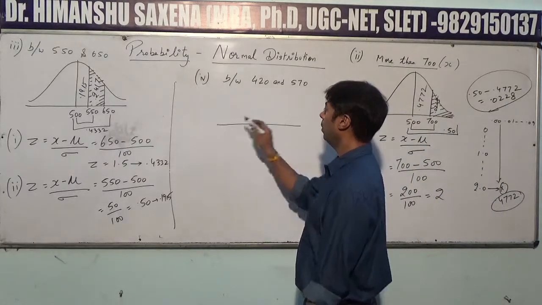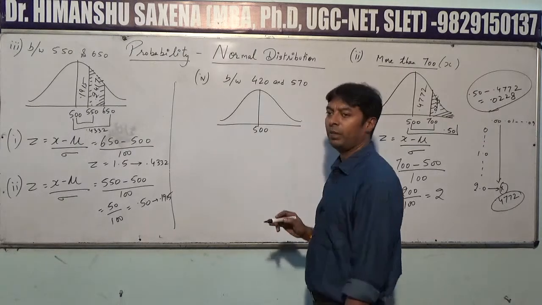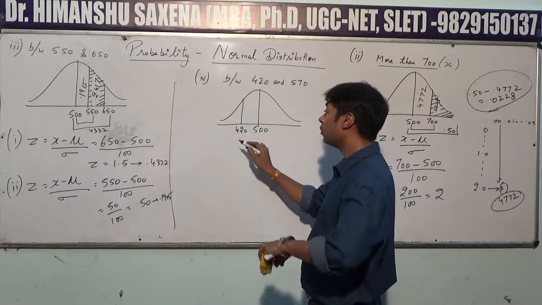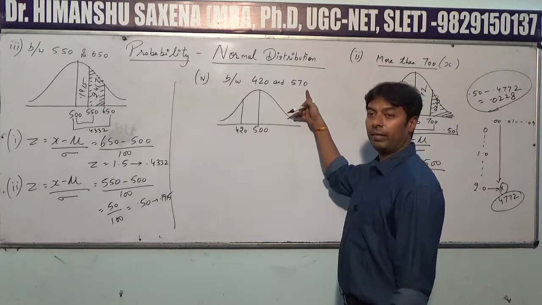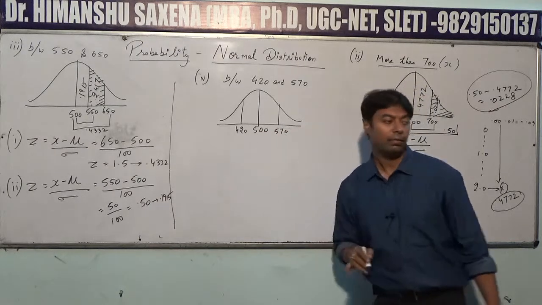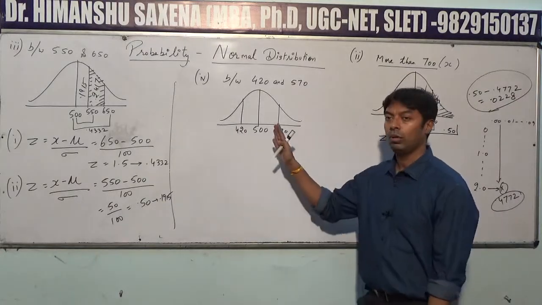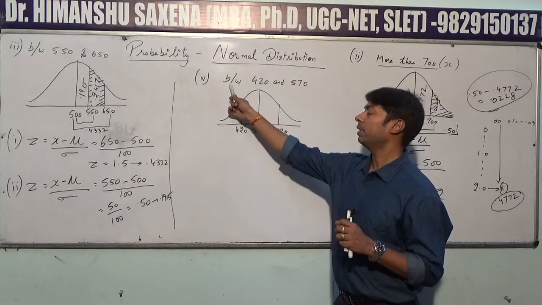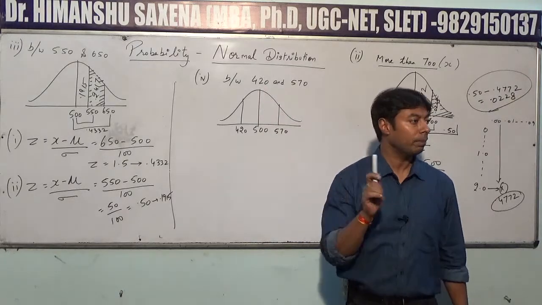See, first of all, we will have to shade the area. The central value will always be 500. Now 420 is just before 500 on the left side of the curve, and 570 will be on the right hand side of the curve. Right? One value will lie before 500, another value will lie after 500, and you will have to calculate the probability that a student will take between 420 and 570 hours to complete the program.